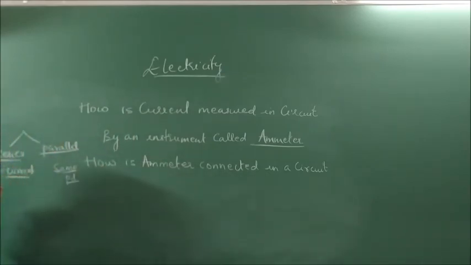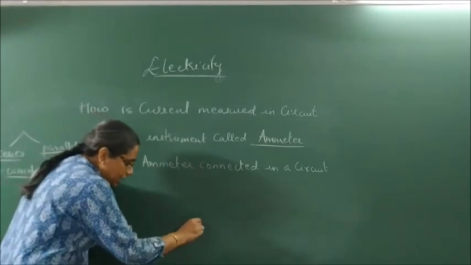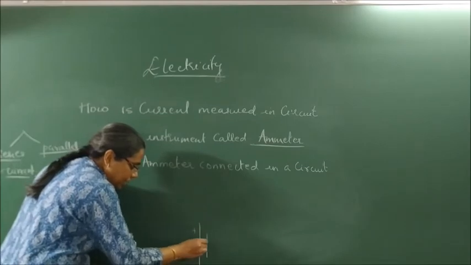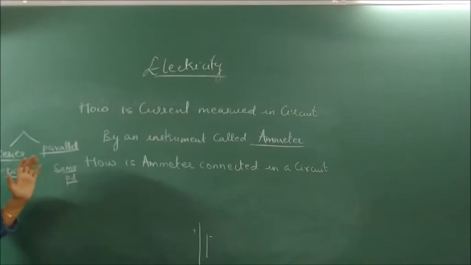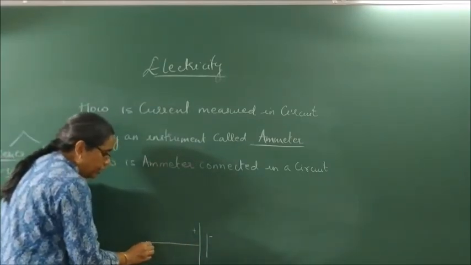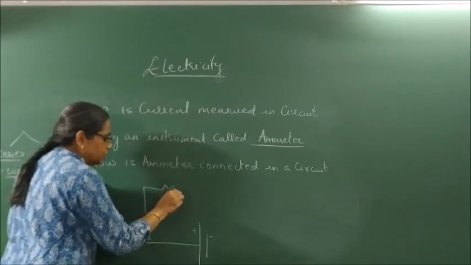When we have to draw a circuit, there has to be a source. What is our source of electric current? Cell or a battery. So first we will take a cell. This is the positive terminal of the cell and this is the negative terminal of the cell. Correct? Now from here we use a wire. This wire goes across a resistance.